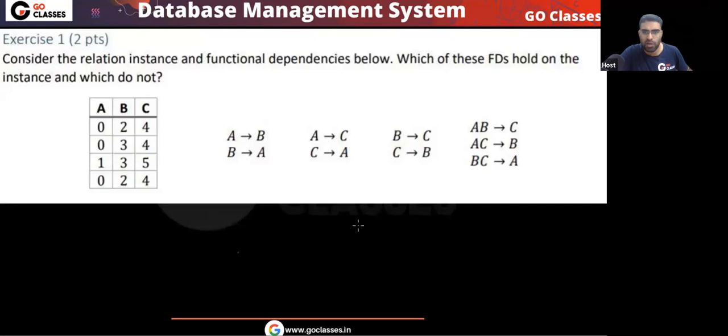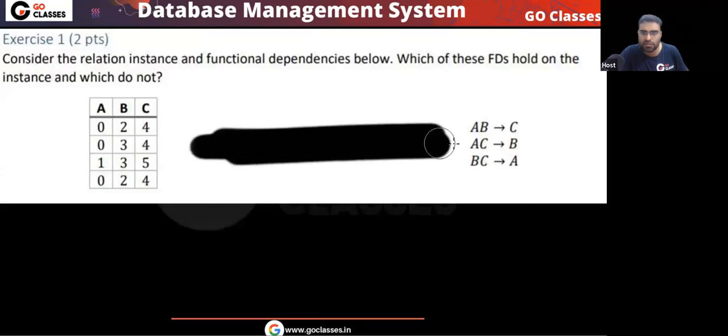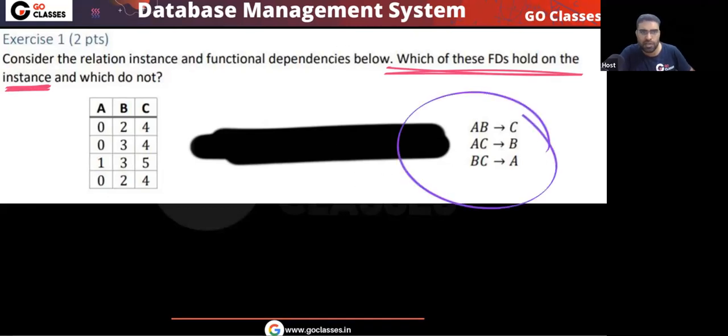Now tell me the answer for these. These we have already seen, so you don't have to check these. Just check the remaining. This instance is given to you. The question is asking which FDs hold on this instance, for the instance. Which functional dependencies hold for the instance?